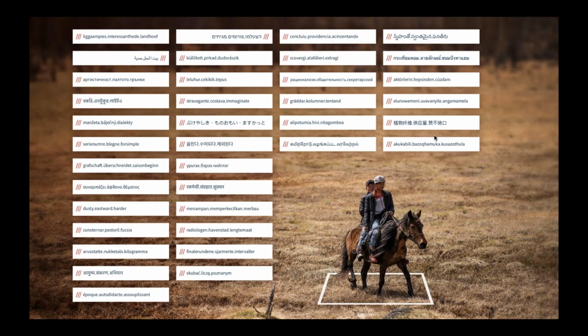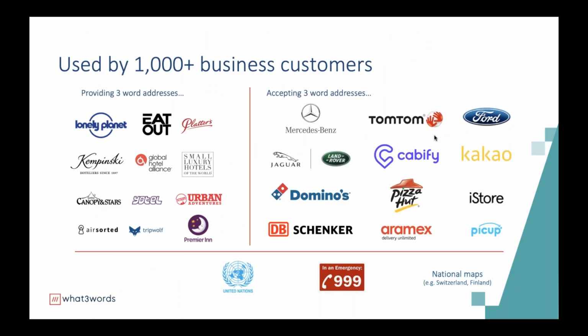So if English isn't your first language, you can switch into any one of those, whether it's Swahili or Dutch or Japanese or Spanish. The idea here is that we want everyone to be able to use this in their own native tongue. So that's a brief overview of the system and how it works.